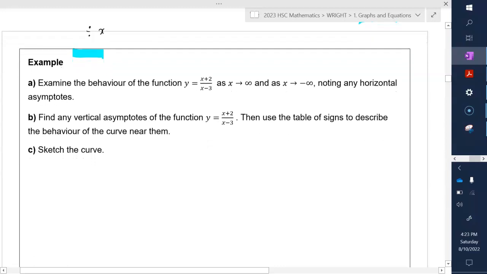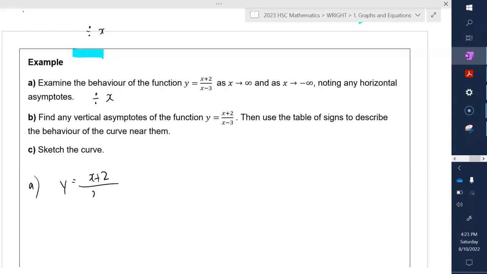What does that do? That means the denominator is down here. The part of our fraction on the bottom is the denominator. The highest power of x is just x. So we're going to divide everything by x. So I'm going to start off with (x plus 2) over (x minus 3). It's just going to be a little bit of algebra. We're going to divide the top line by x. I'm going to divide the bottom line by x.